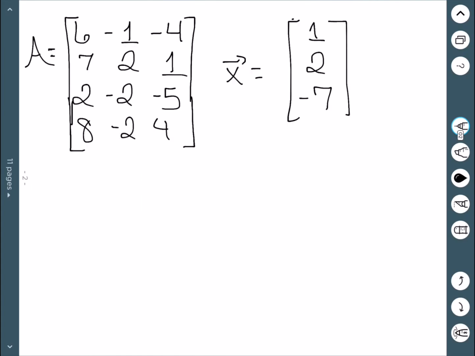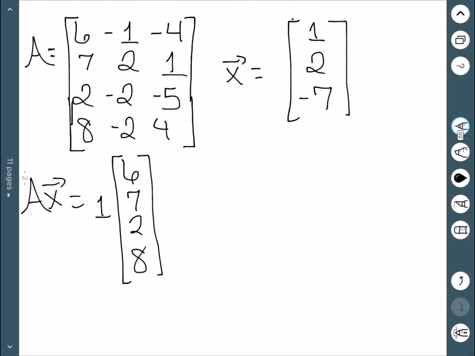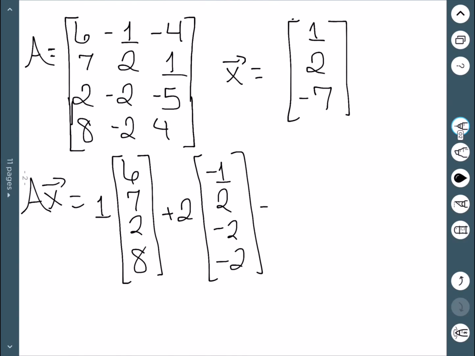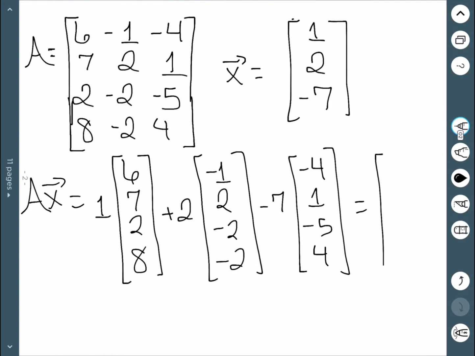We'll do this example. If I want to find A times X, I would take the first entry of X, which is a 1, and multiply it by the first column, 6, 7, 2, 8. The second entry in X is a 2 times the second column, -1, 2, -2, -2. The last entry is a -7 times the third column, -4, 1, -5, 4. And then we can just perform these operations.